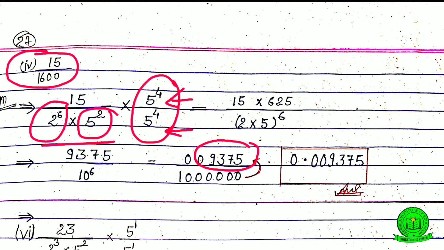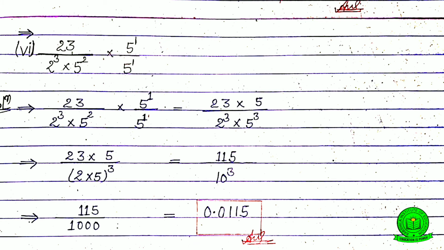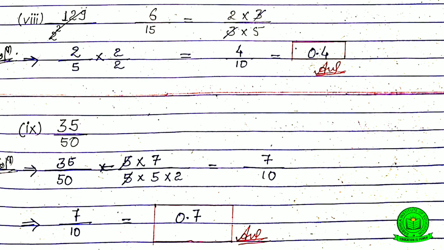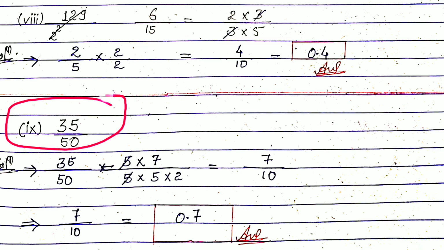9375 divided by 1000000. Okay, then how many zeros are there? There are 6 zeros. So after 6 zeros we have to put the decimal. That means 1 2 3 4 5 6, we have to give the decimal point. Same as this, you have to solve number 4 also, number 8 also, and number 9 also.